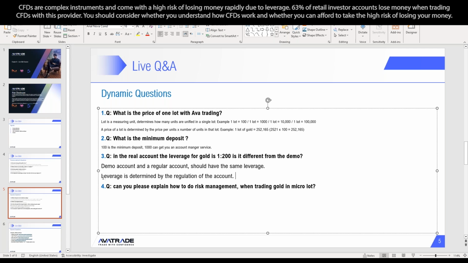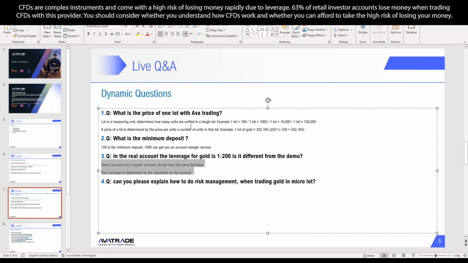Okay, the leverage is determined by the regulation on the account. And it should be the same. Of course, if the real account and the demo account belong to the same person under the same regulation, it should be the same. I hope this makes sense as well.